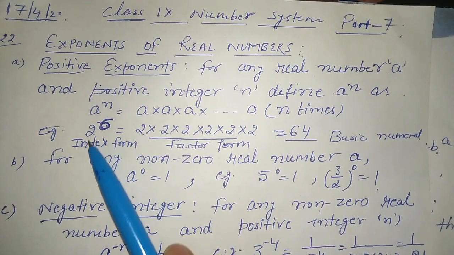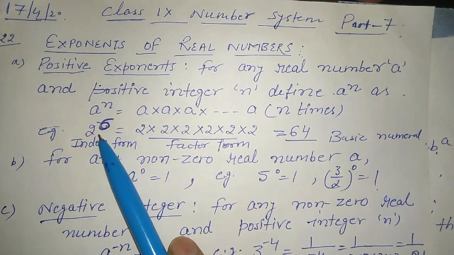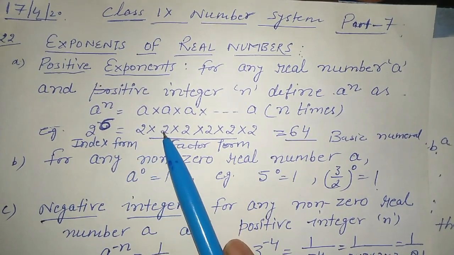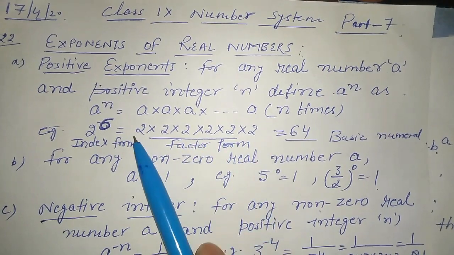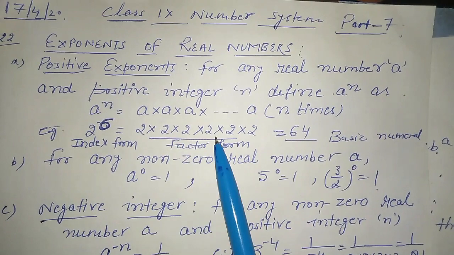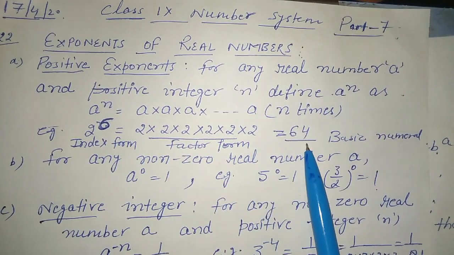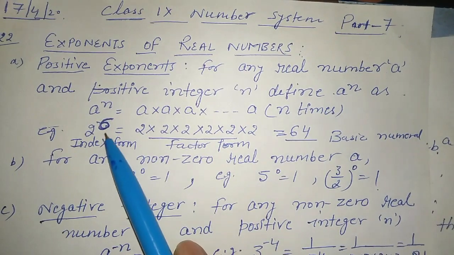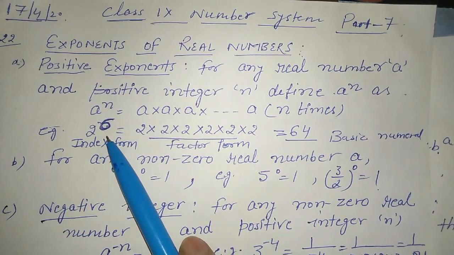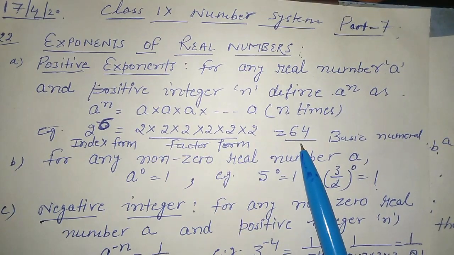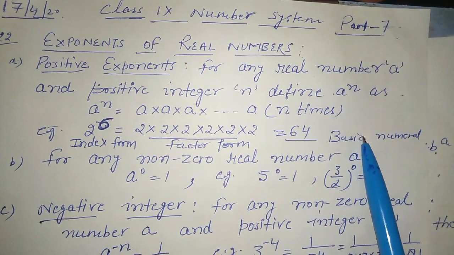Another example is 2 to the power 6. So 2 to the power 6 is the index form. This 2 we can write how many times? 6 times: 1, 2, 3, 4, 5, 6. So this is known as factor form. If we multiply all these 2s, we get 64. So this is the basic numeral. This power form is the index form or the exponent form, this is the factor form, and 64 is the basic numeral.